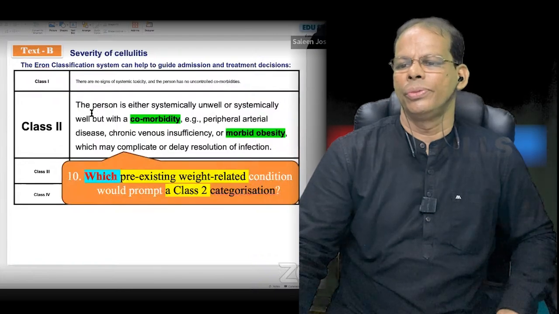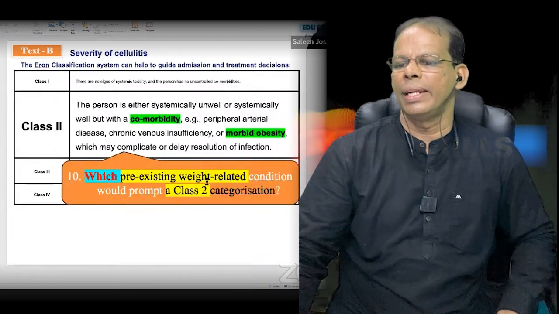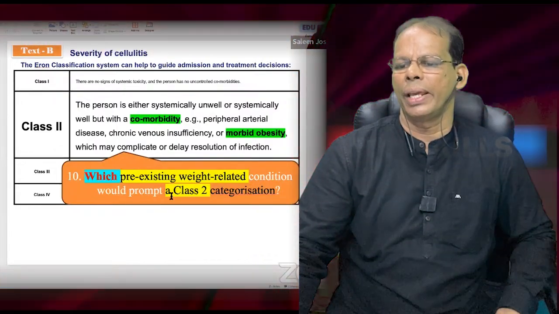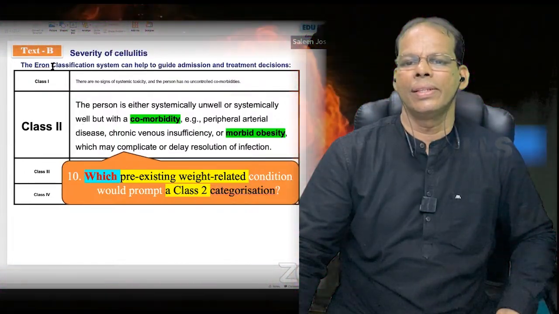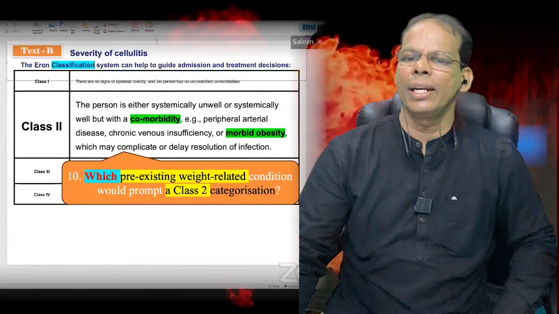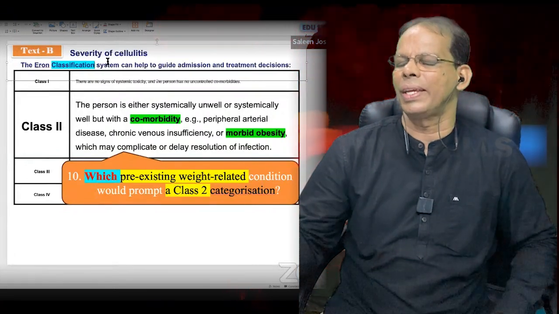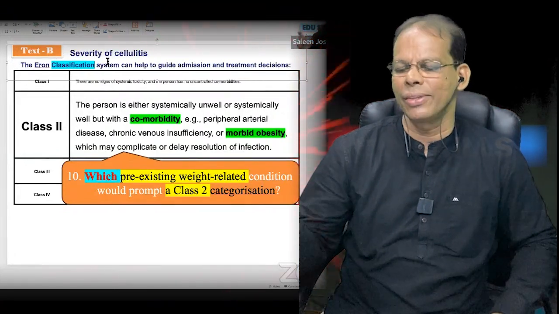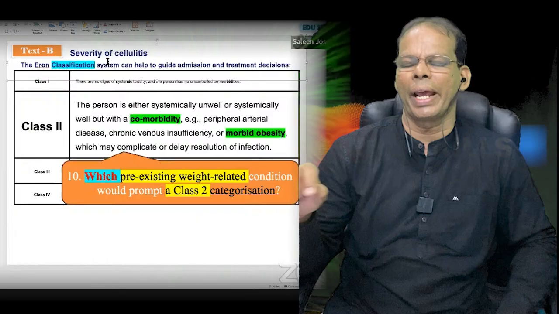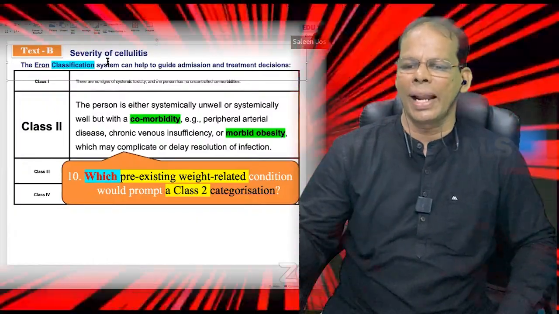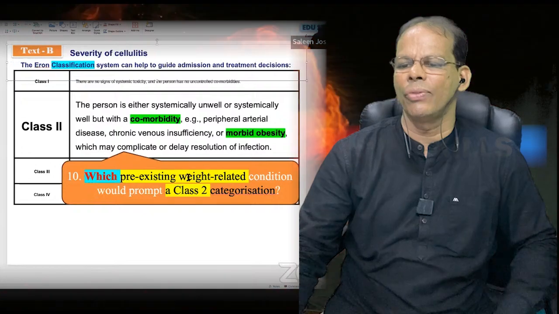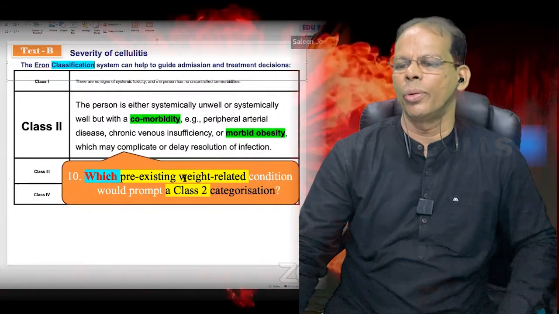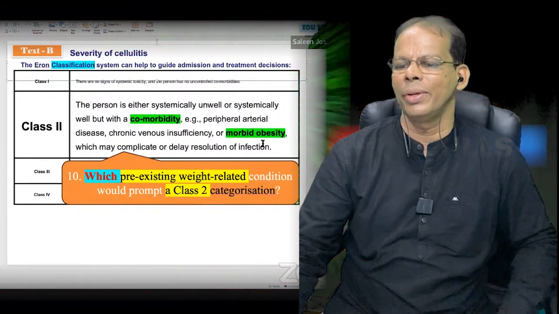Class 2. Which pre-existing weight-related condition would prompt a class 2 categorization? Immediately, categorization is in text B. With severity, you can also write classifications. Such expressions, subheadings, main words, you can use in bracket or dash: severity dash classification. So you have class 2. Class 2, which pre-existing weight-related condition? Morbid obesity. Obesity means weight.